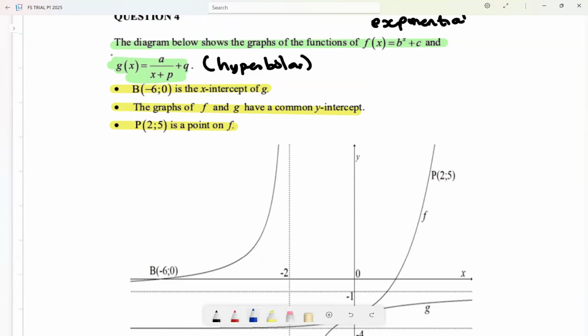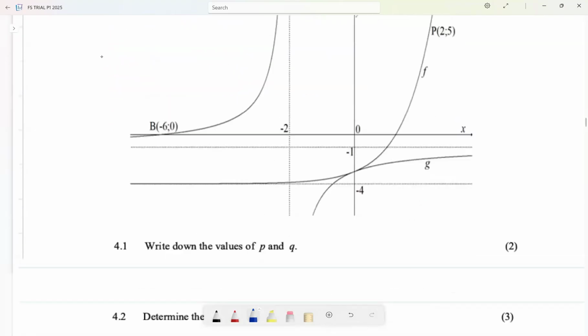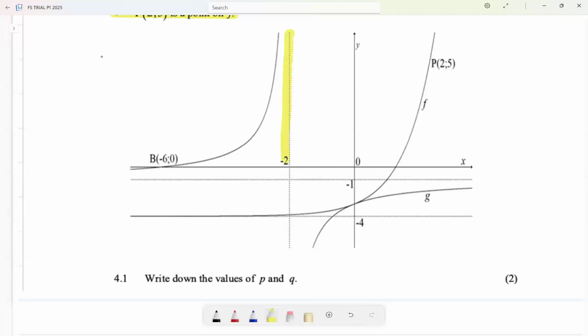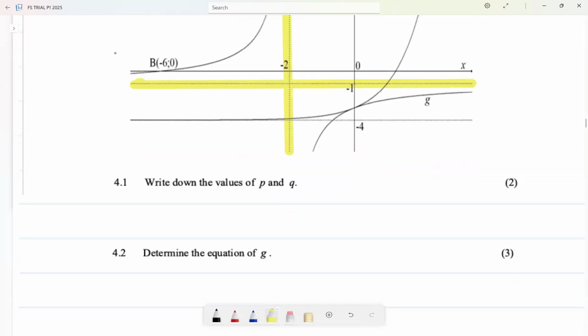So we need to look at the asymptotes of the hyperbola, guys. Very straightforward. The hyperbola has asymptotes here at x is equal to 2 and y is equal to -1. So let me just finish with q first. Remember q is the y value. Q is going to be -1.